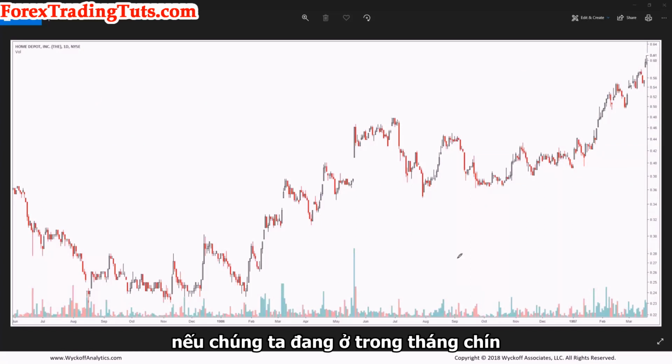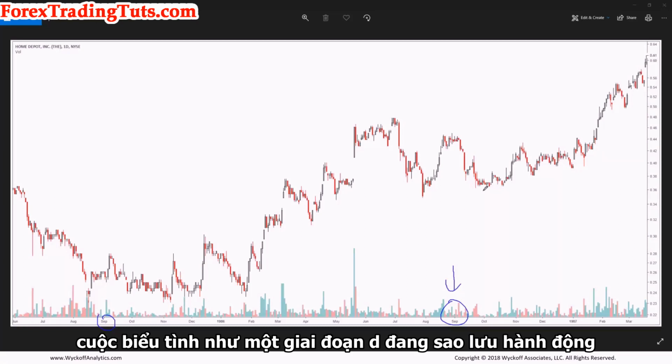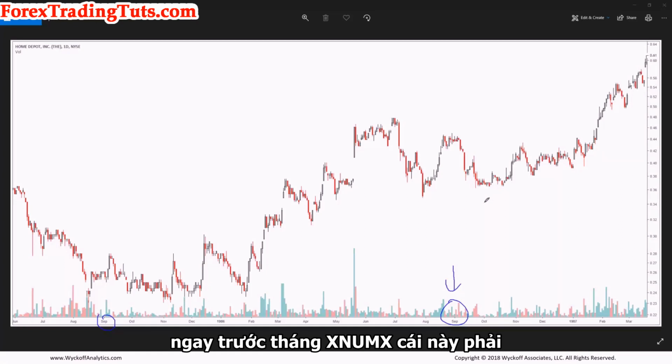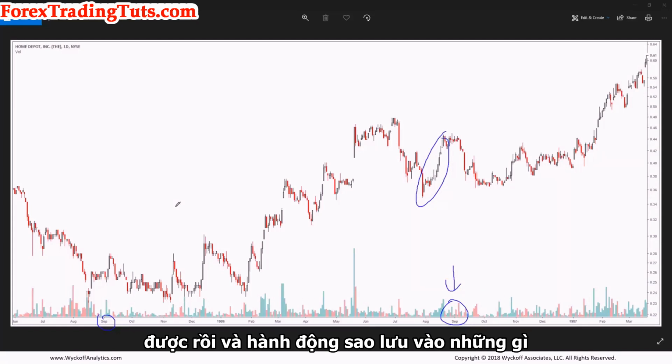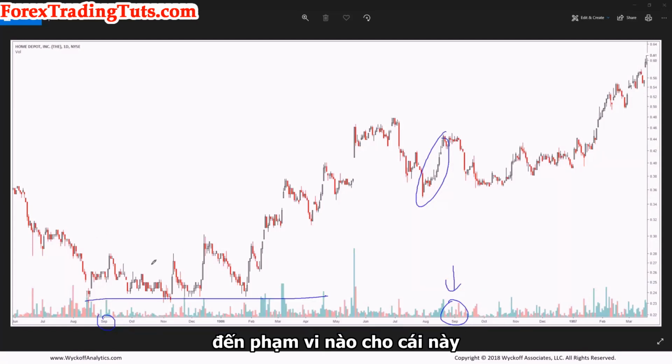If we were in September, and I'm assuming, what, September, where? This September, and this question comes from Philip, or this September. Okay, so probably this one right here. So if we were in September, wouldn't we interpret the rally as a phase D with backing up action right before September? This one right here. Okay, and the backing up action to what? To which range? To this one?